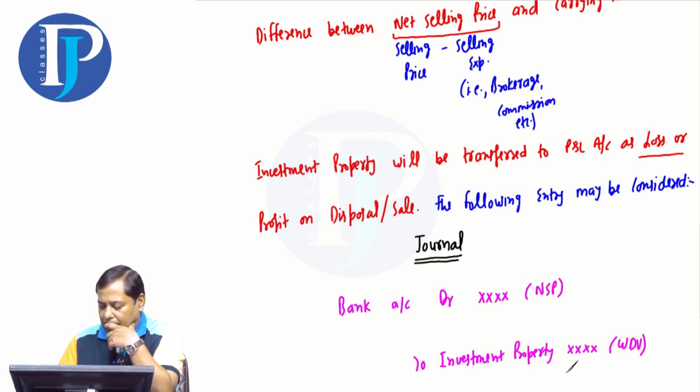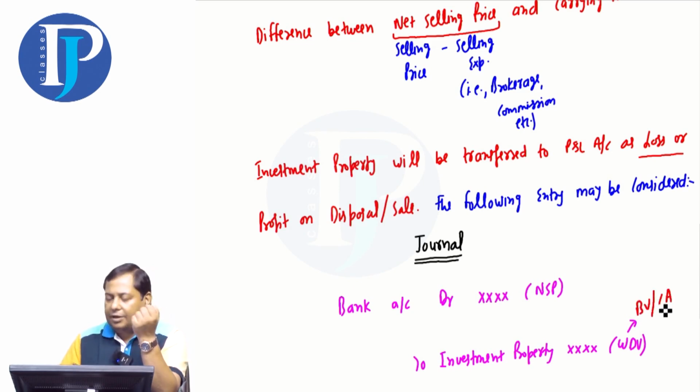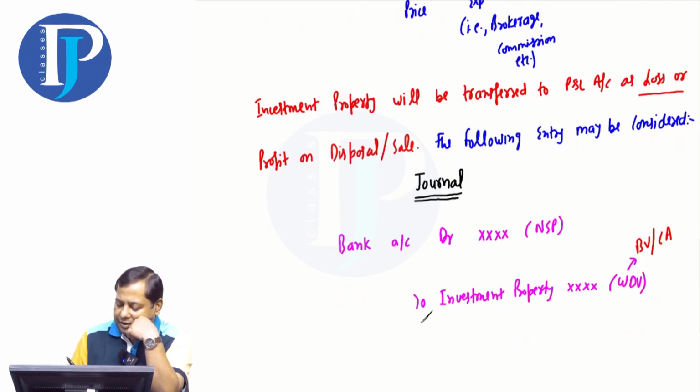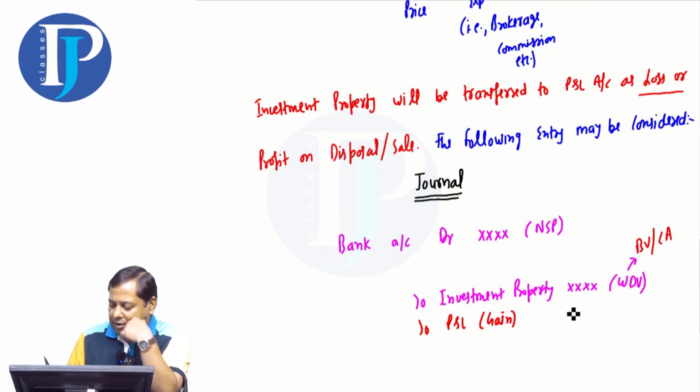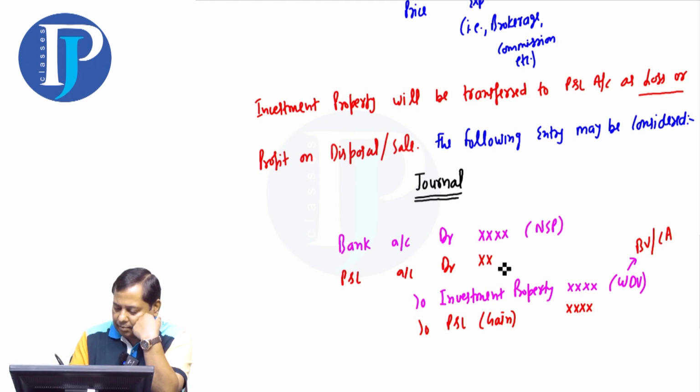This is WDV. We said book value. It's also called carrying amount, whatever you want. It's all the same. Book value, carrying amount, it's the same thing. And whatever the difference is, here we will write to P&L. Here it's gain. Here we will debit the P&L. It's loss. If it's gain, it will be a balancing figure.